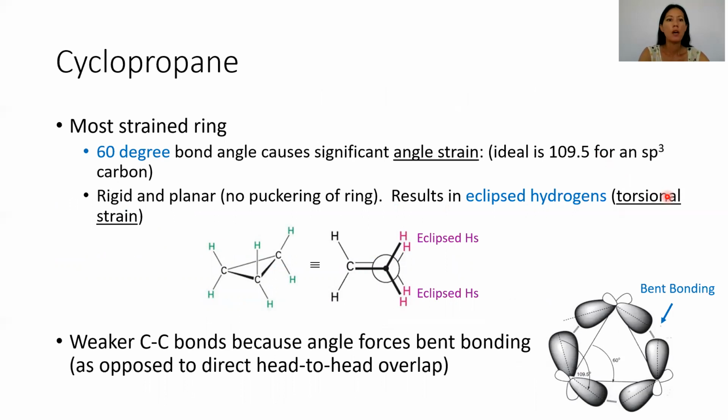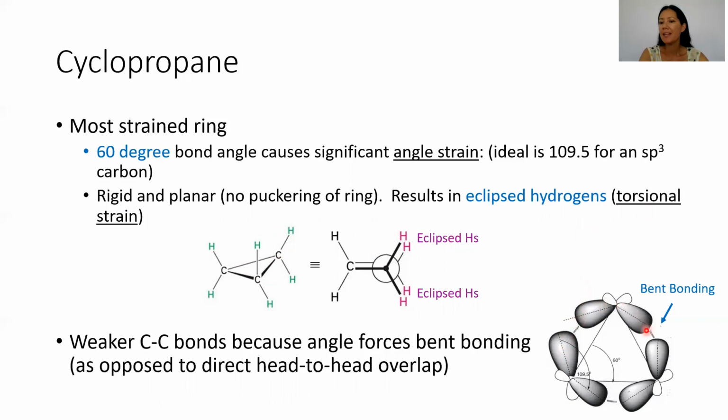So if I just focus on cyclopropane, I already talked about the ring strain due to angle strain here. But the other thing that's a problem is that it's very rigid and planar because these 3 carbons are locked into place. So that forces these hydrogens to be eclipsed. If you look at a Newman projection down one of the C-C bonds, you can see these are eclipsed. You can't really pucker this ring to relieve that. So we also have torsional strain here.